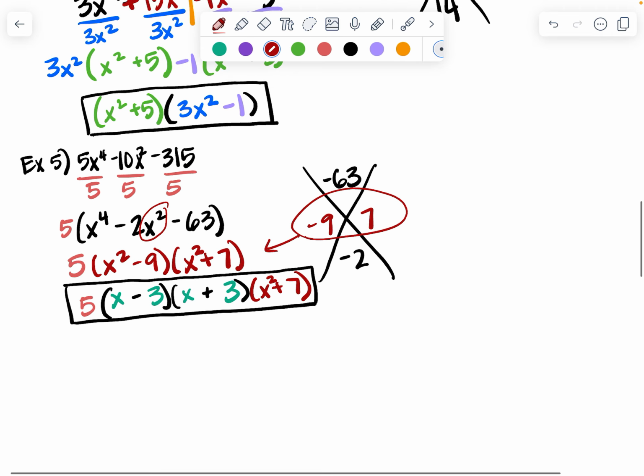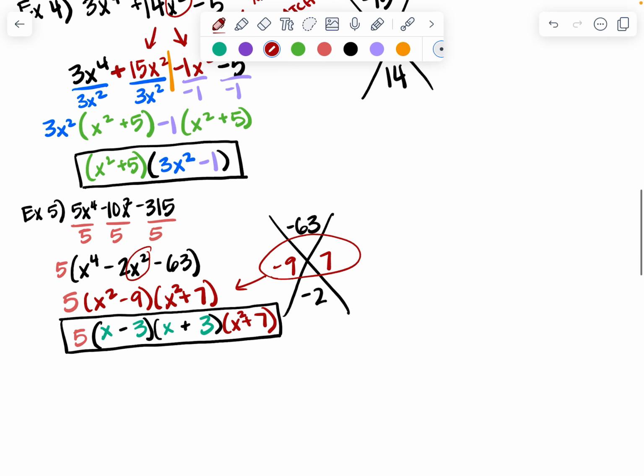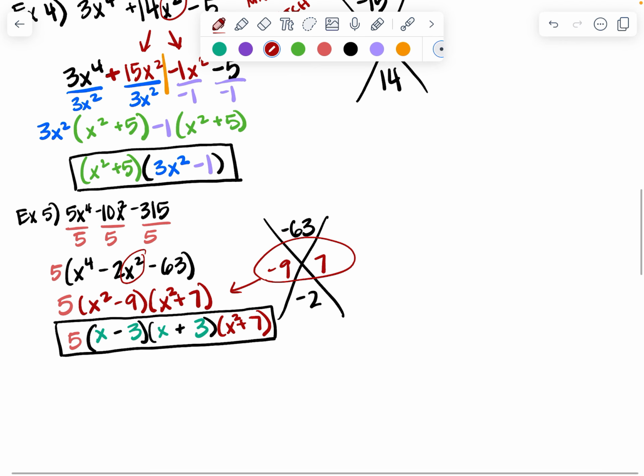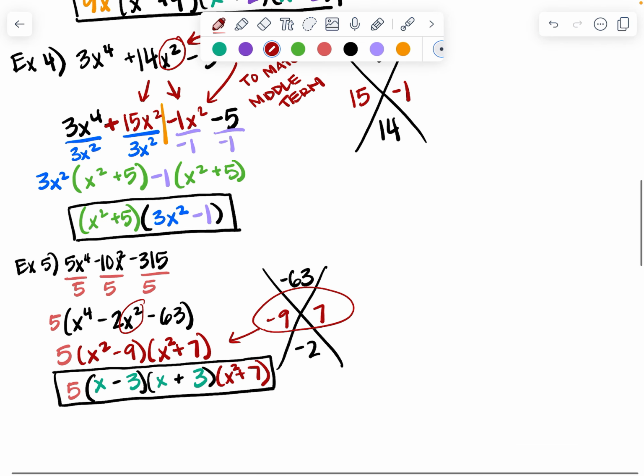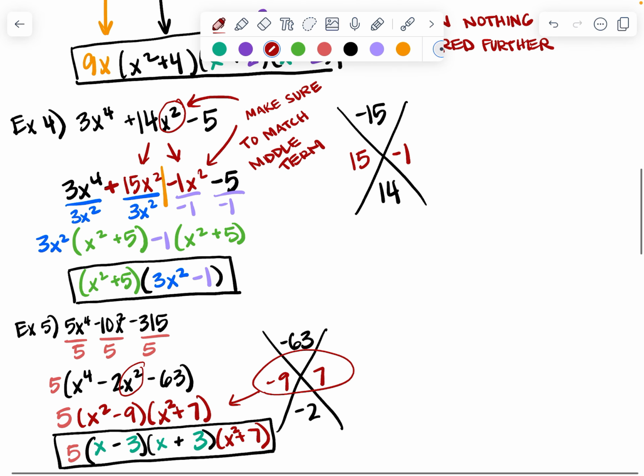Okay, so that's what you'll be doing in today's practice. Main thing is that you need to make sure that you recognize when you see two perfect squares being subtracted and know how to break that down in the pattern of a difference of squares.